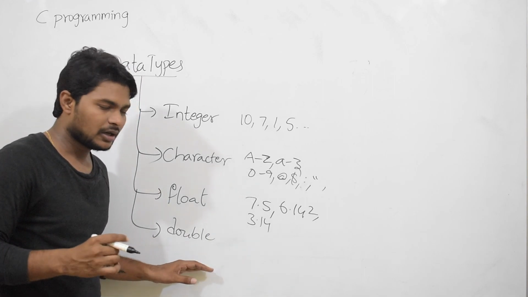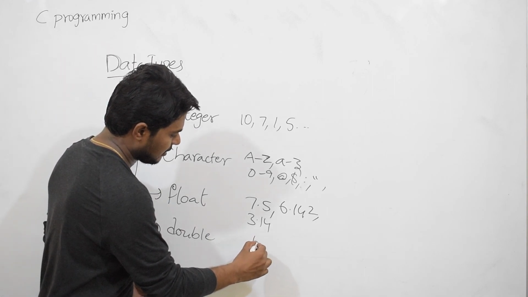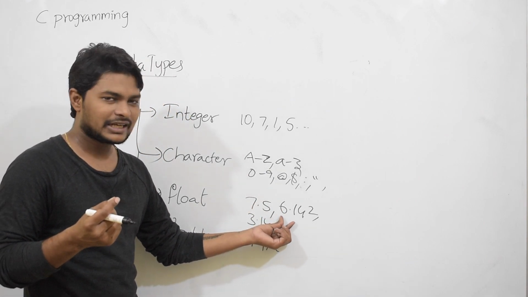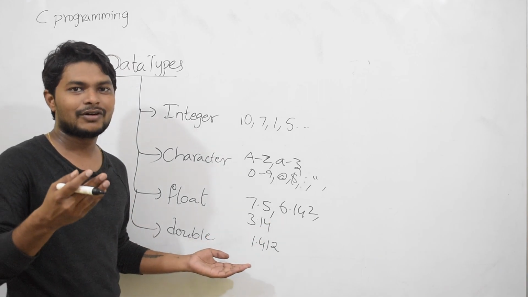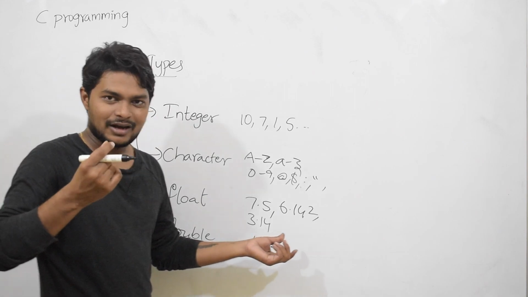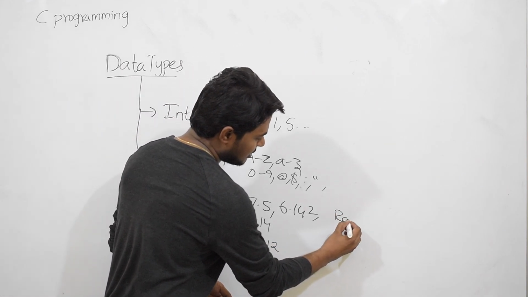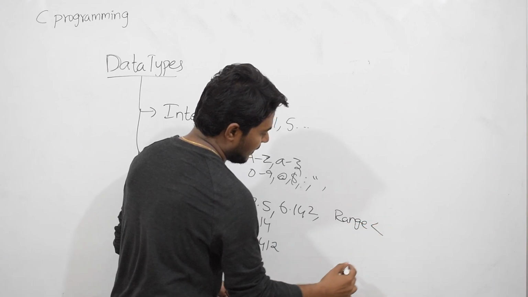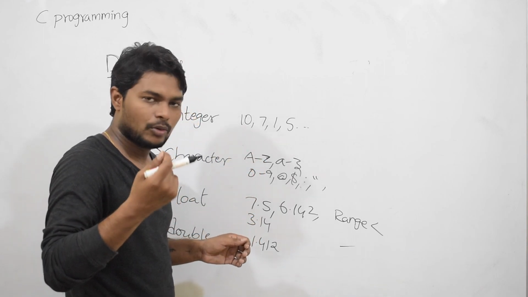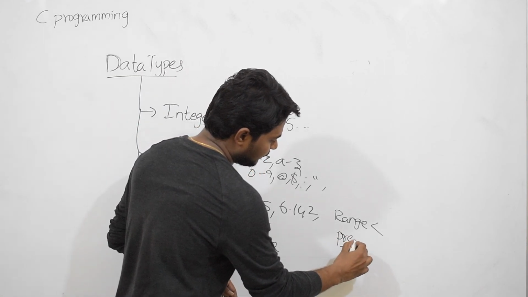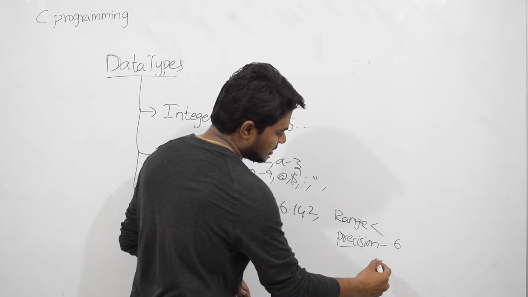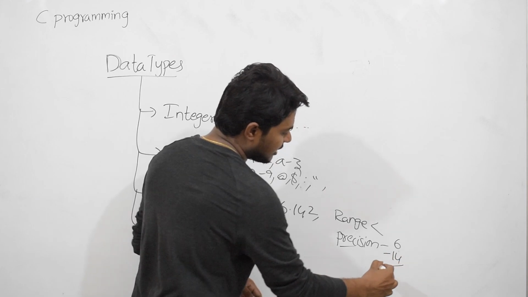Now double. Double also contains floating values. But the main difference is, float is the brother of double. Float is the chota bhai, like small brother, younger brother of double. The range of float is very small compared to double, and moreover the precision of float is up to 6 digits, 6 decimals, and the precision of double is up to 14 decimals.